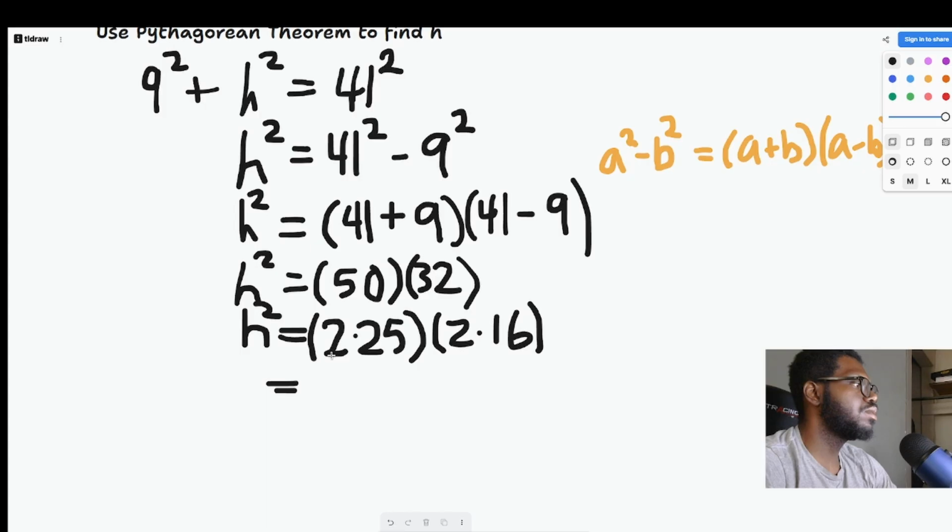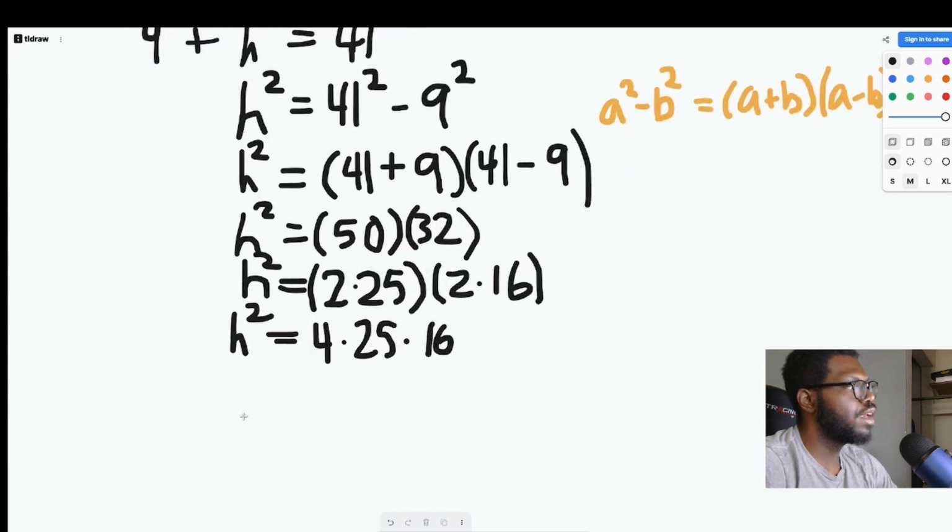Now I'm just going to multiply these two 2's together to get 4. So we're going to have 4 times 25 times 16 on the right side. On the left side, we still have h squared. To find h, we're just going to take the square root of both sides.